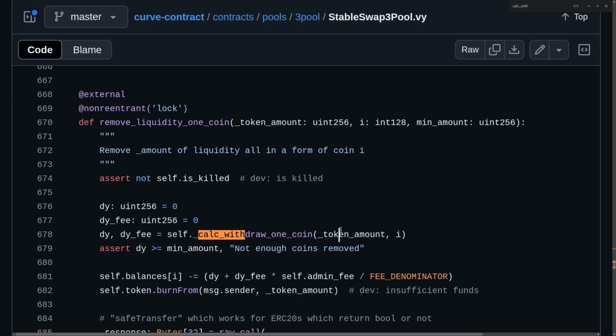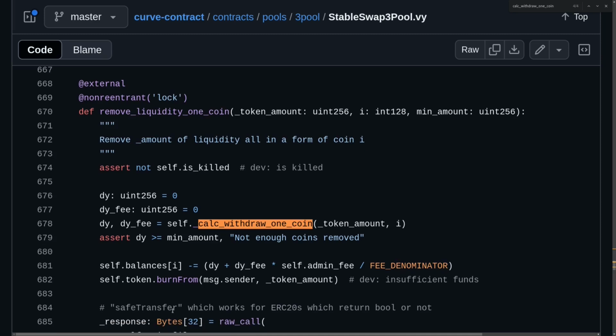For example, inside the StableSwap3 pool, the tokens are DAI, USDC, and USDT. And let's say that you provided some liquidity, and now you want to remove your liquidity. However, you don't want all 3 tokens, DAI, USDC, and USDT. Instead, you want your liquidity withdrawn in 1 token, let's say DAI. Then you will call this function remove_liquidity_one_coin, specifying the amount of LP tokens to burn and the token that you want to withdraw.